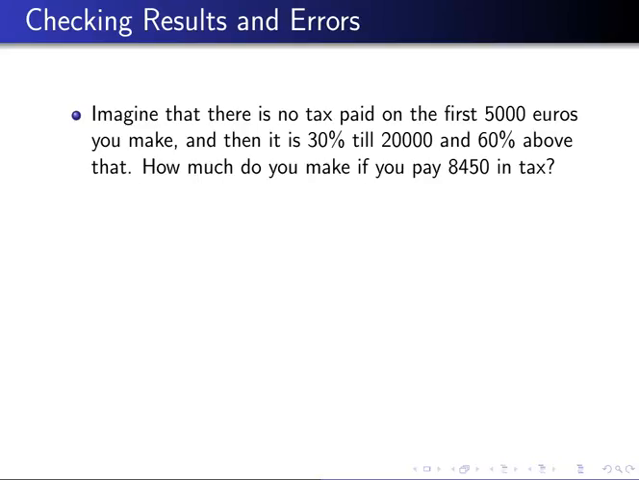Imagine that there's no tax paid on the first 5,000 euros you make, and then it's 30% till 20,000 and 60% above that. How much do you make if you pay 8,450 in tax?